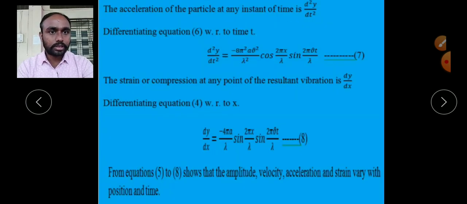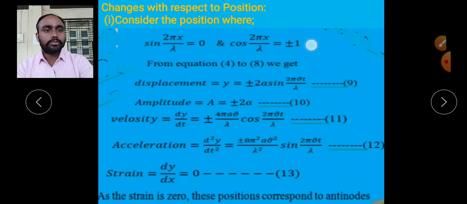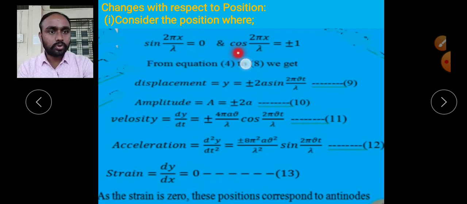Next, substitute these two values in the acceleration equation. Which is the equation number for acceleration? Yes, equation number 7. Substitute these two values in equation 7 and that will give you the acceleration. Again there is no sin 2 pi x by lambda, only cos 2 pi x by lambda, and instead of that we substitute plus and minus 1. After substituting, you will get equation 12, plus minus 8 pi square a v square by lambda square sin 2 pi v t by lambda.